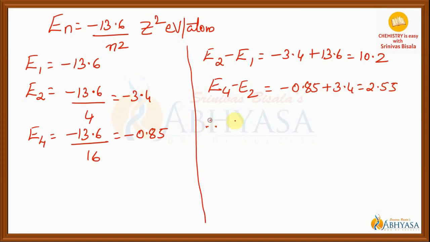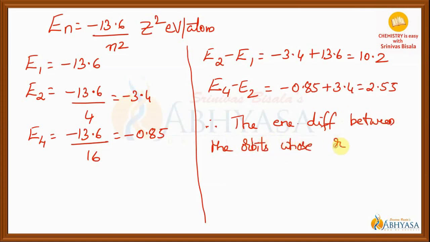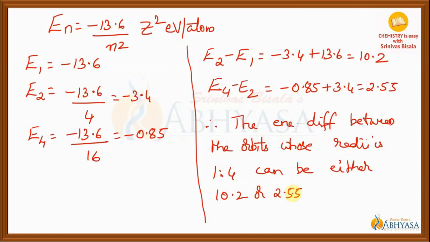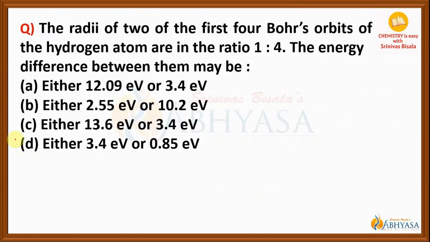So now we can conclude that the energy difference between the orbits whose radii ratio is 1:4 can be, what are the values? It can be either 10.2 or 2.55. Is it clear? Let's see, it is present in which option? Yes, it is there in option B. So the answer for this particular question is option B.